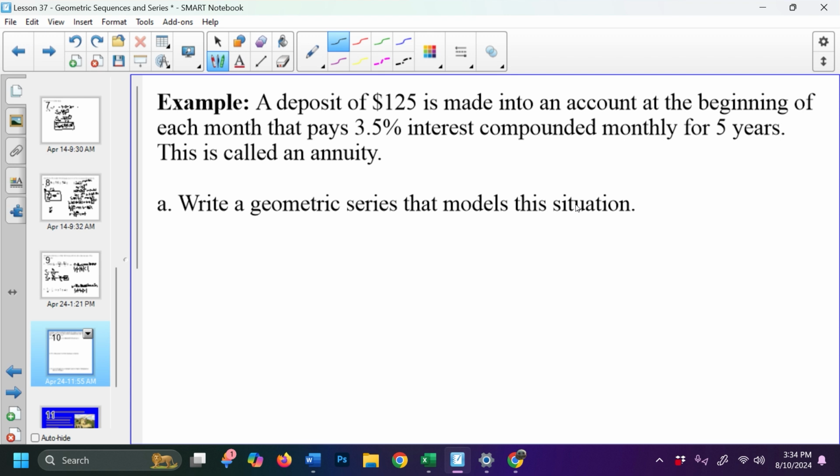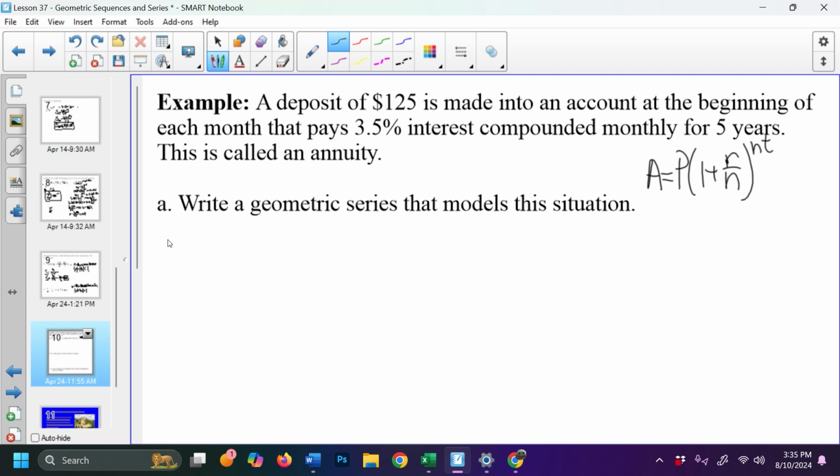Well, that's pretty simple, but let's real quickly refresh our memory. Remember the equation A is equal to P times 1 plus r over n, all to the nt. And basically, the geometric series that we're going to set up is going to be using this, where we're calculating how much interest each deposit of $125 earns as it's in your account for 5 years. So they want us to write this series.